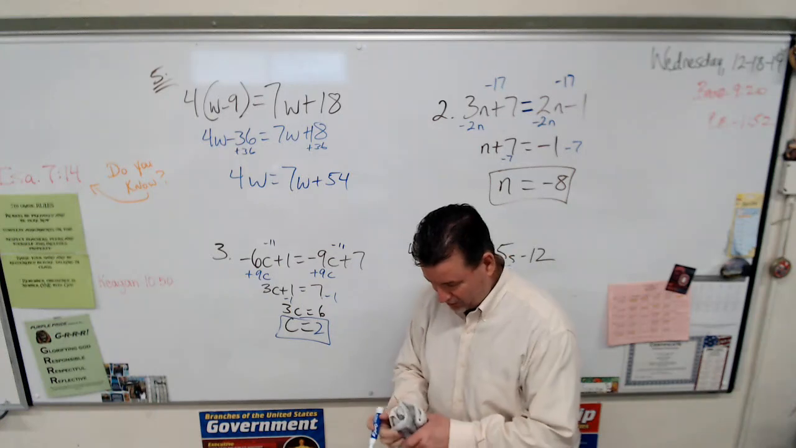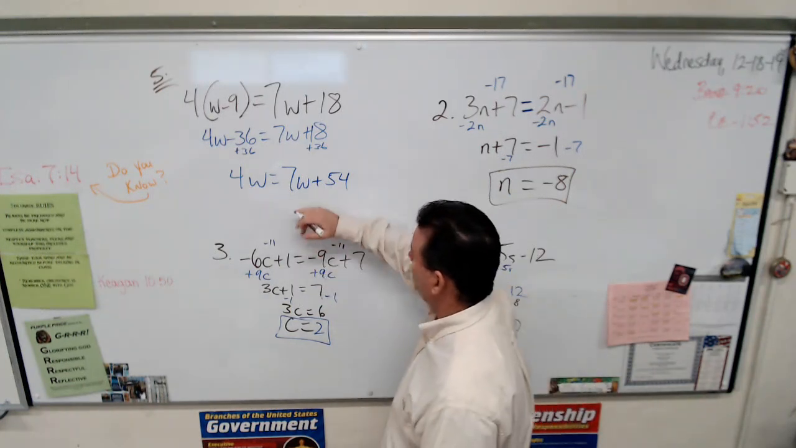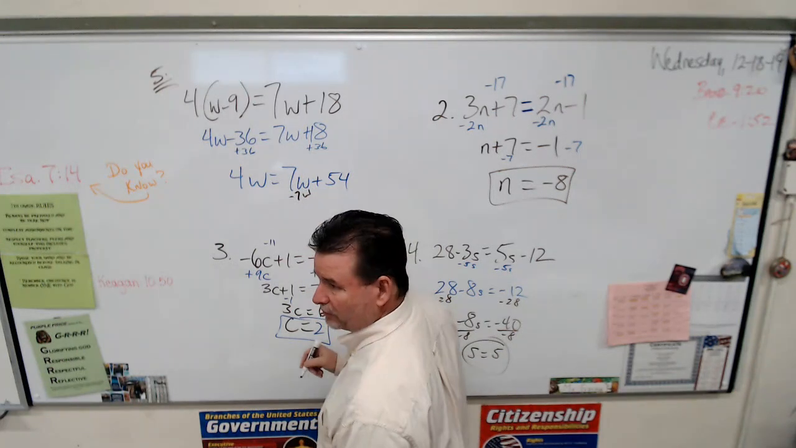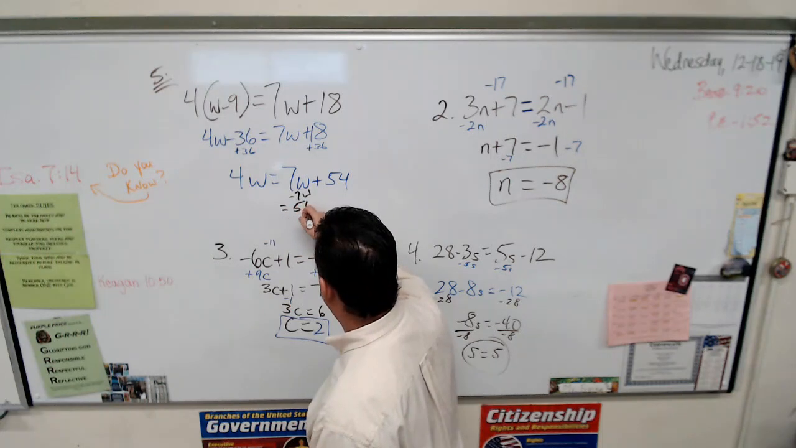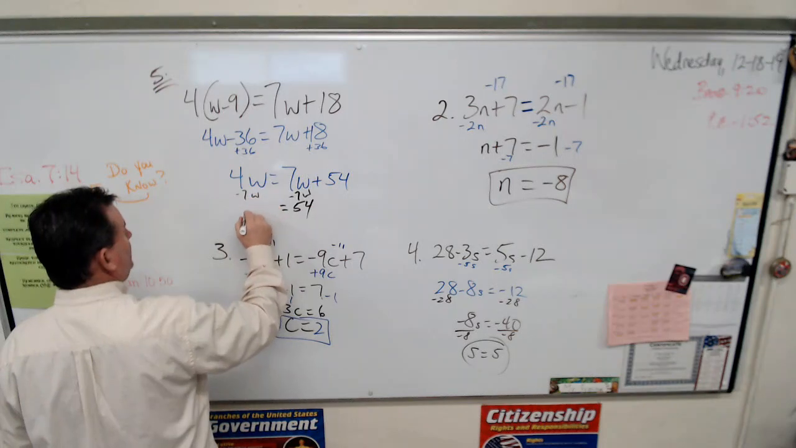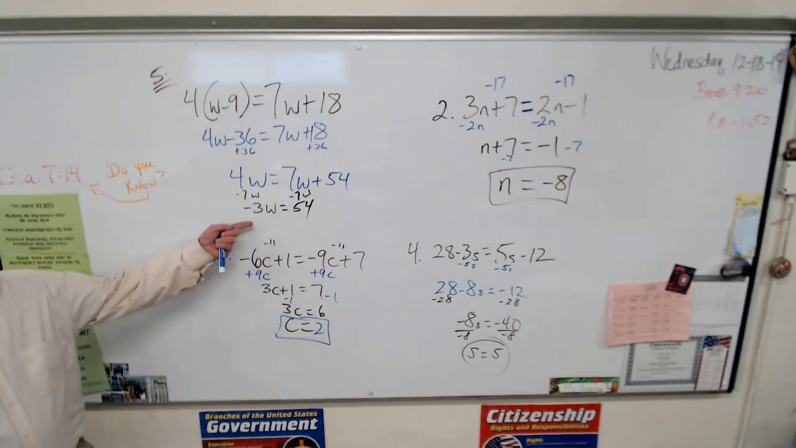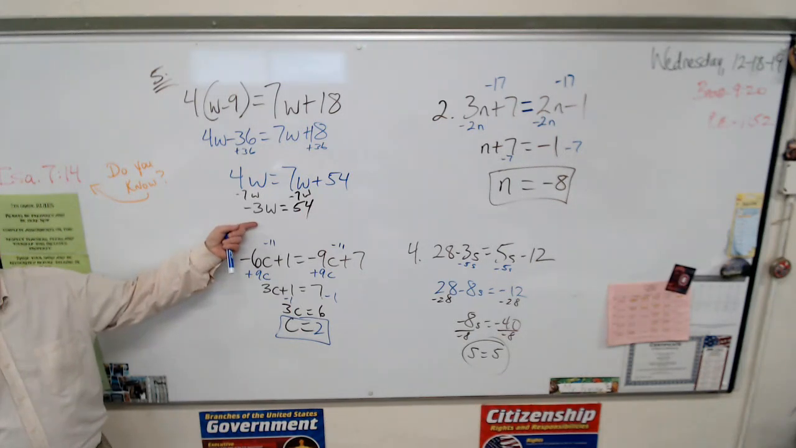Yeah. I'm going to keep them on the left, which means I'm getting rid of this guy. Negative 7W. That's going to leave me with 54 over here. Negative 7W is negative 3W. How do I get rid of the negative 3? Divide by negative 3.